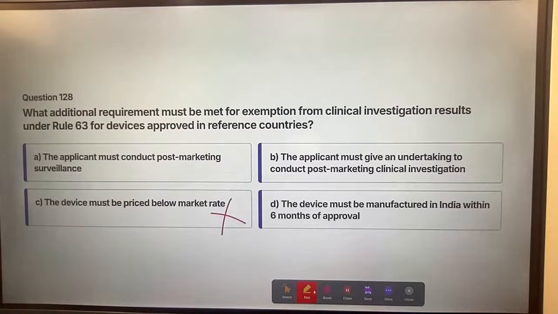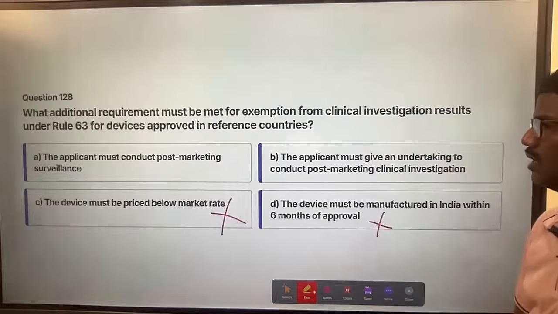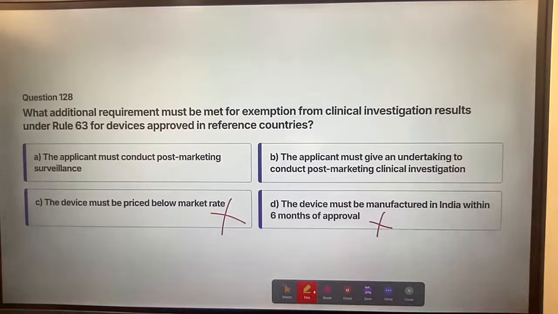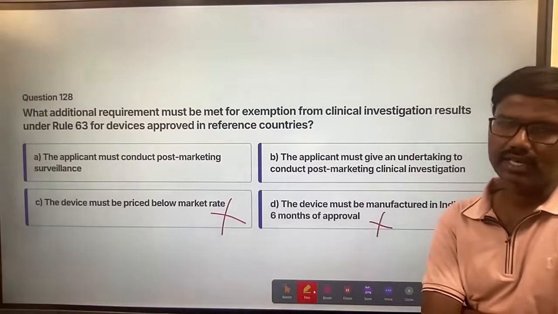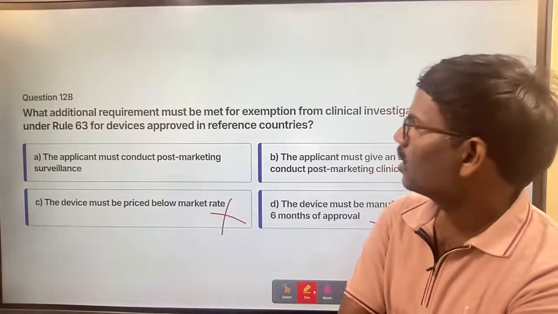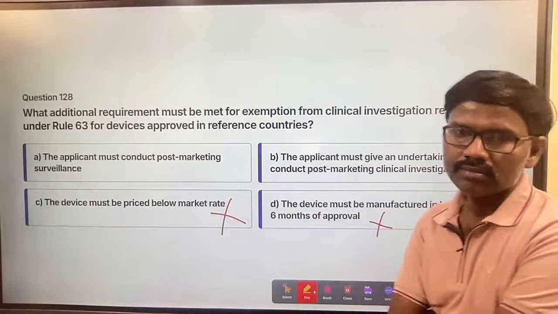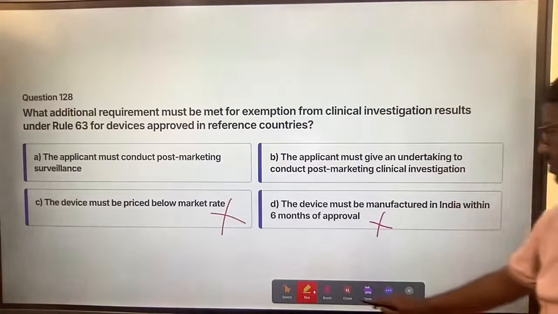So there is no need for manufacturing either. You can delete this one also. The answer is A or B. Please answer. 128. Okay, the answer is B. Very good.